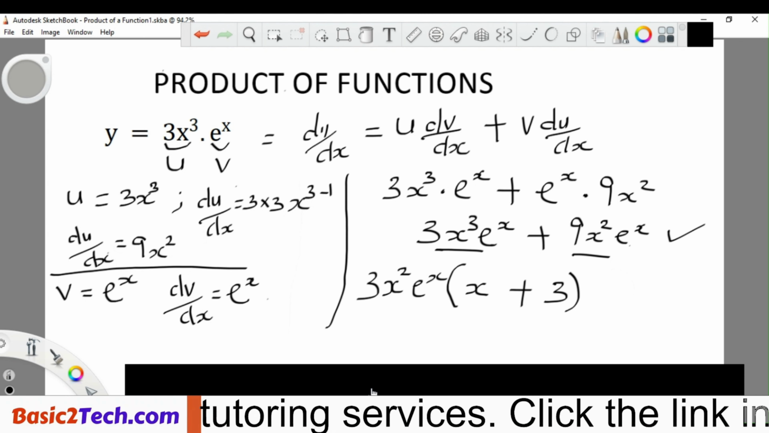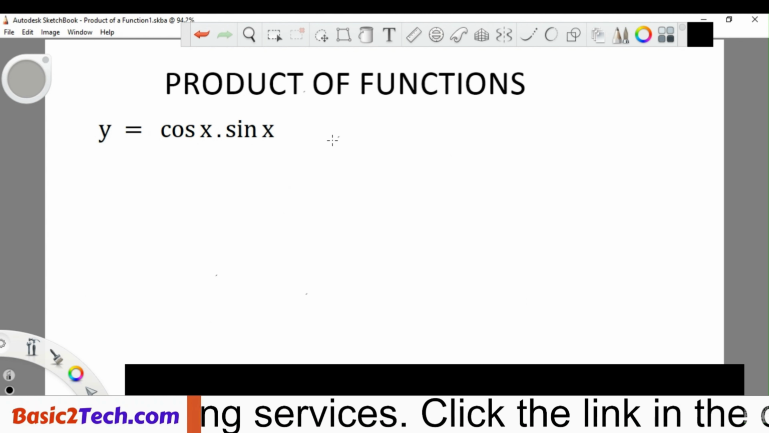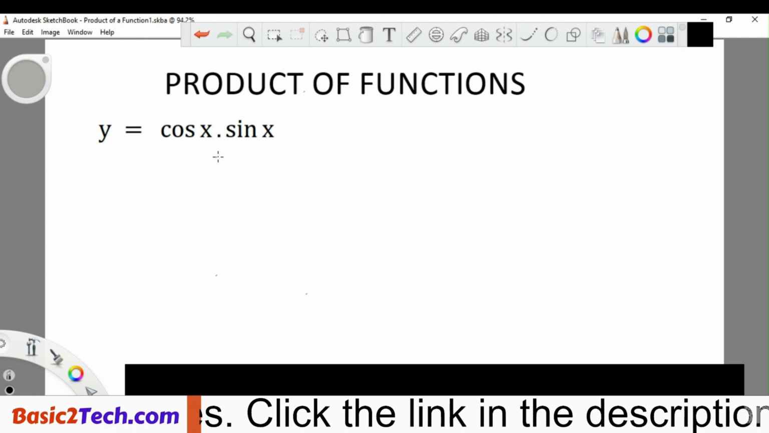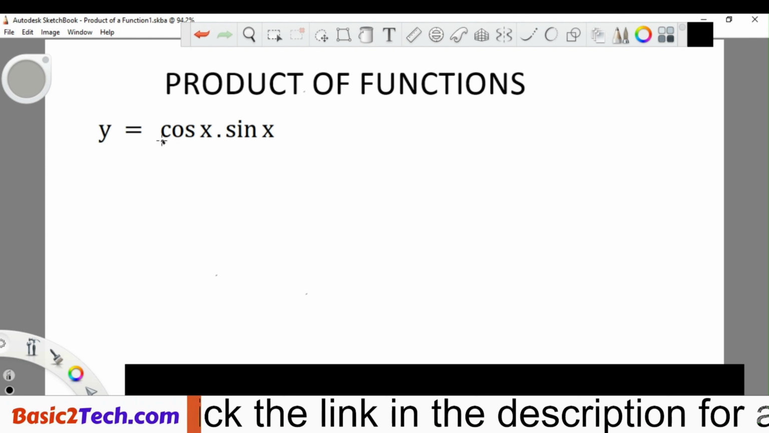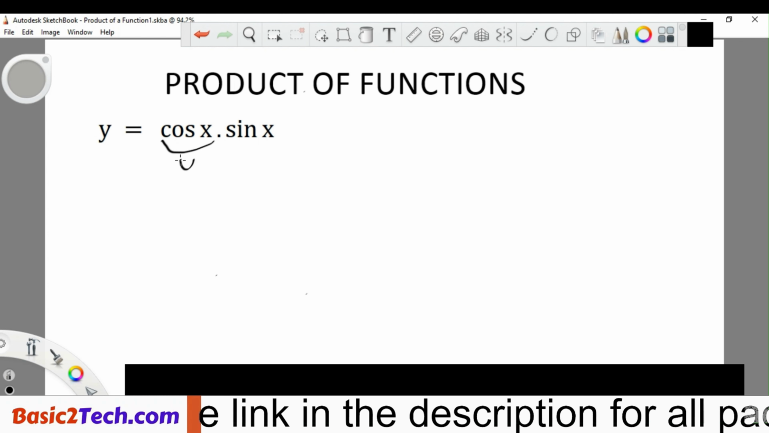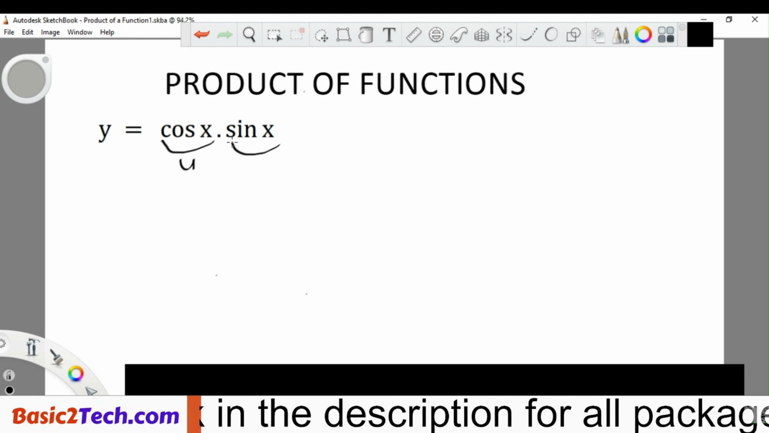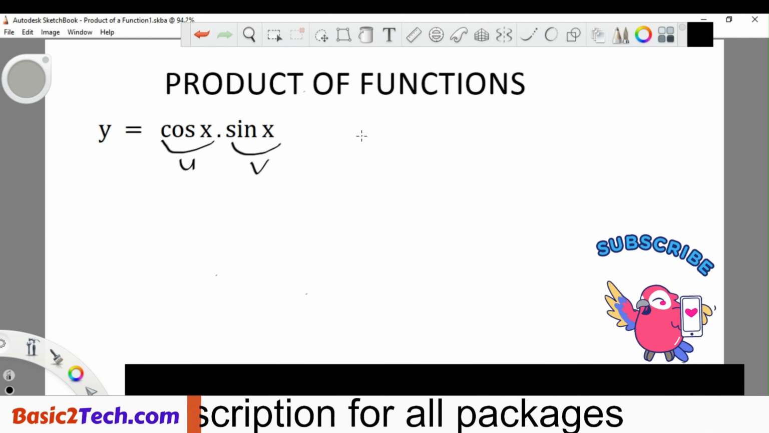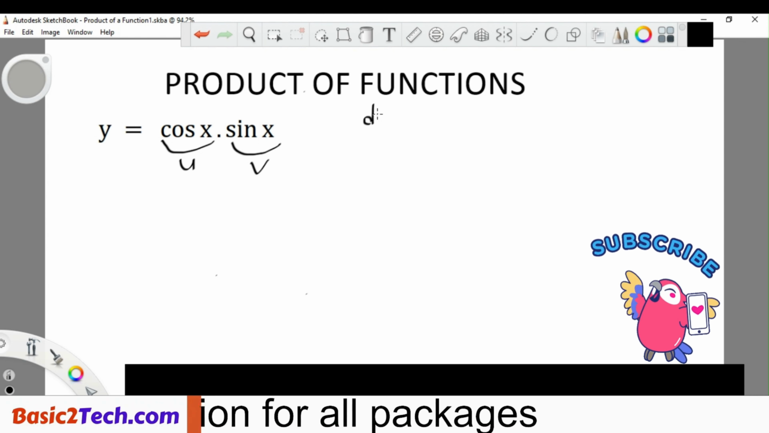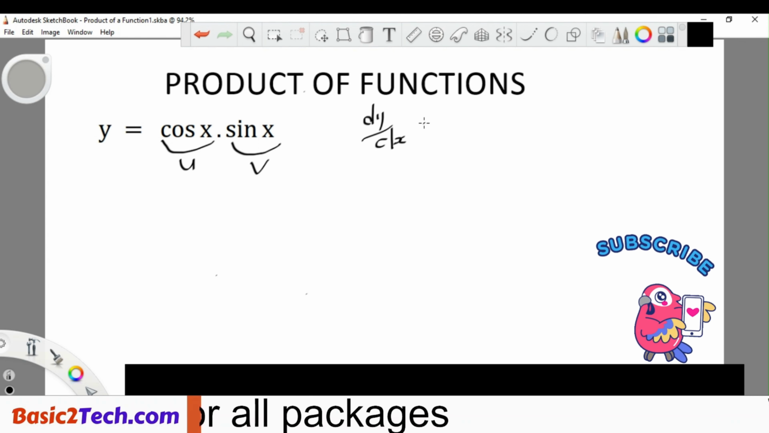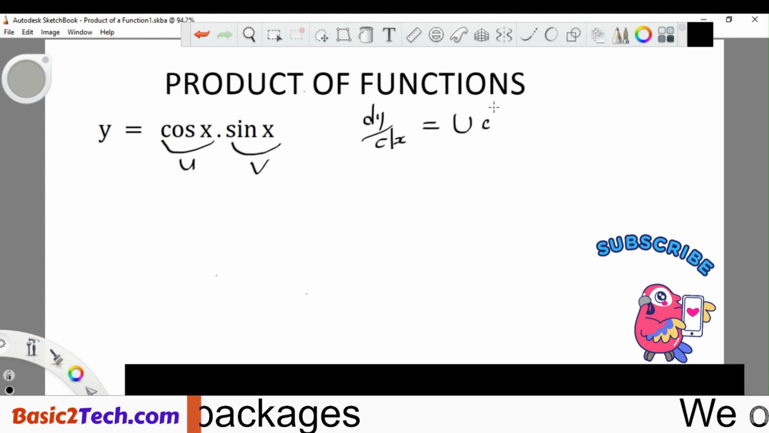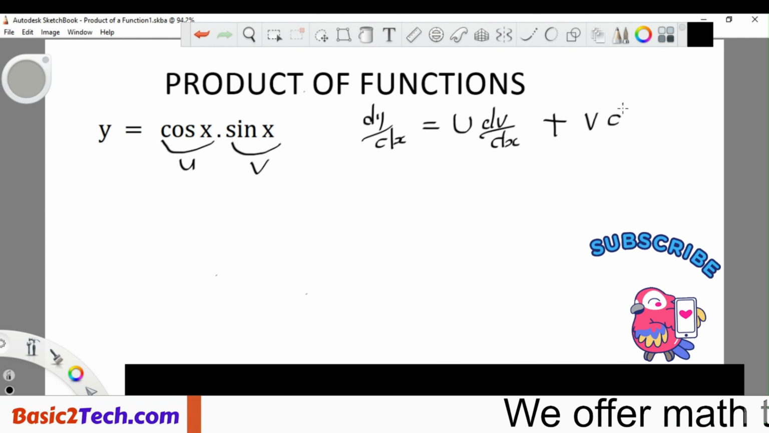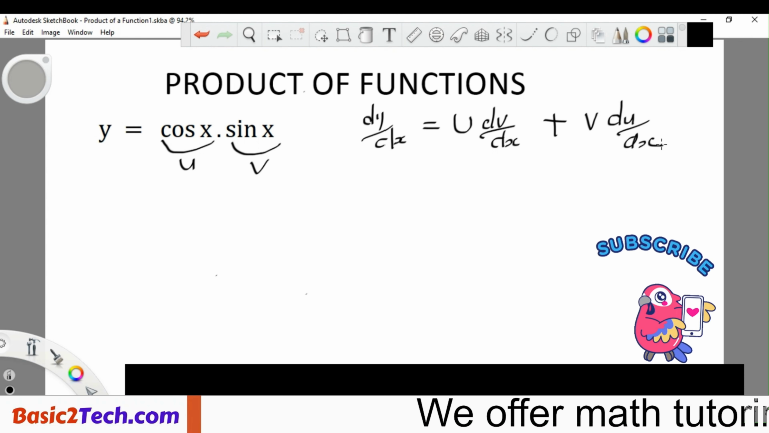Let's look at the next question. Here we are given y equal to cos x times sin x. Again, we have two functions. Here's our first function, we call it u. Here's our second function, we call it v. Remember, to differentiate the product of functions, we use dy/dx equal to u dv/dx plus v du/dx.